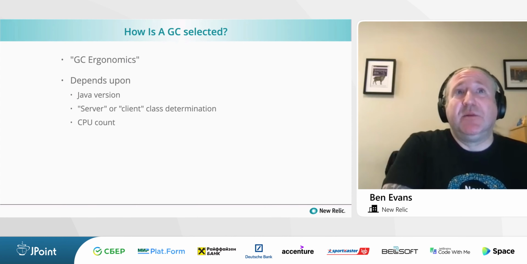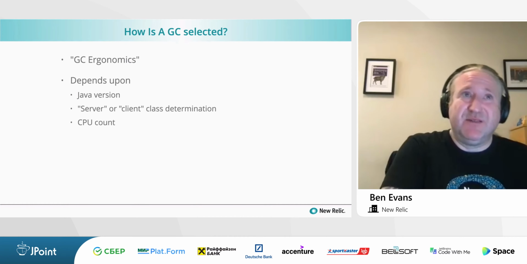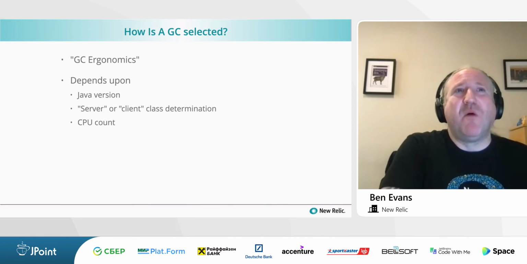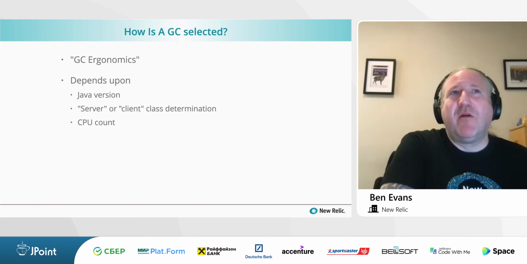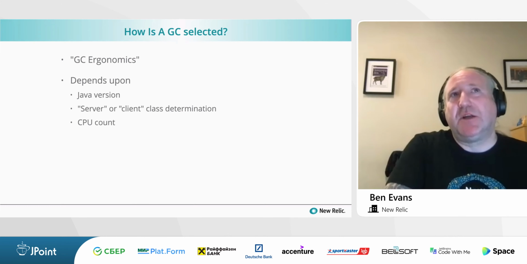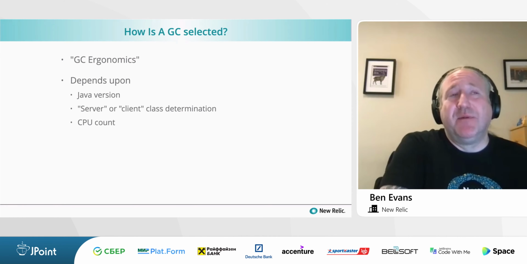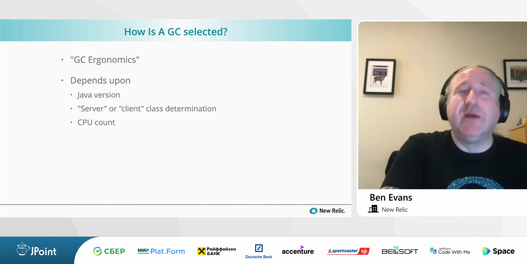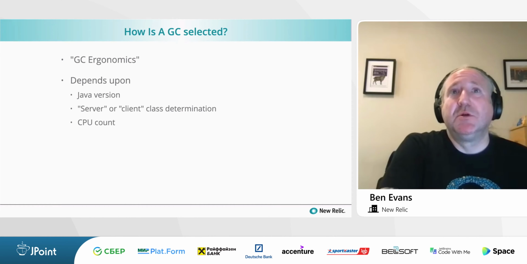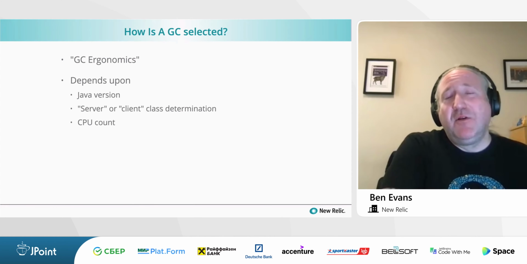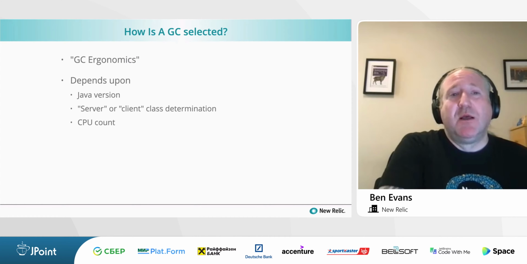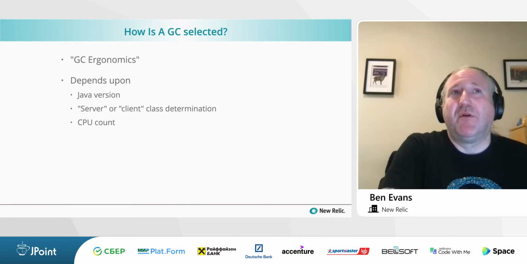But for selection, it depends upon really 3 things. I'm slightly hesitant, I think I might have missed off 1 or 2 factors that could play a role in the selection of the GC. But it certainly depends upon the Java version, the server or client class determination, as it's sometimes called. If you're old like me, you may have been around to see switches called -server and -client. When we talk about the class determination of the VM, that's what we're talking about. And related to that is the CPU count.